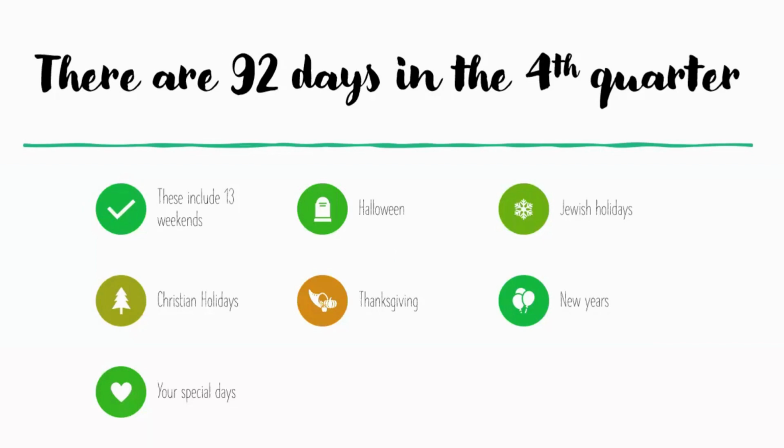So right now there's 92 days in the fourth quarter. We've talked about that. There's still 92 days in November and December and January. And we've talked about going in, and it includes 13 weekends. It's got a Halloween in it. It's got a Jewish holiday or two. It's got some Christian holidays. It's got Thanksgiving, New Year's, and any special days. Bowl games, whatever, basketball games. I love basketball. I don't want to work on those days.